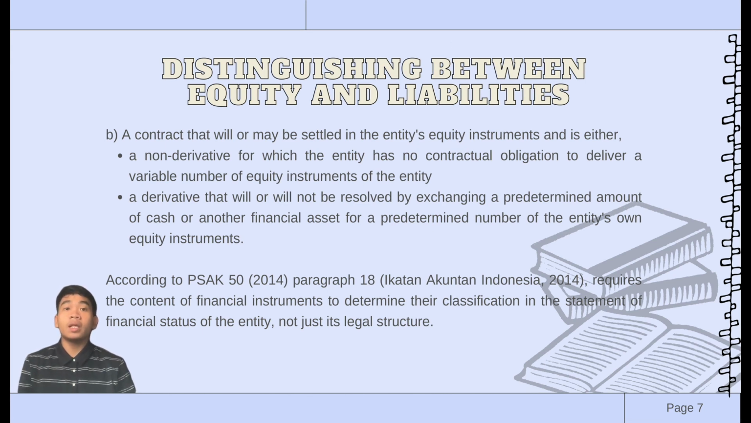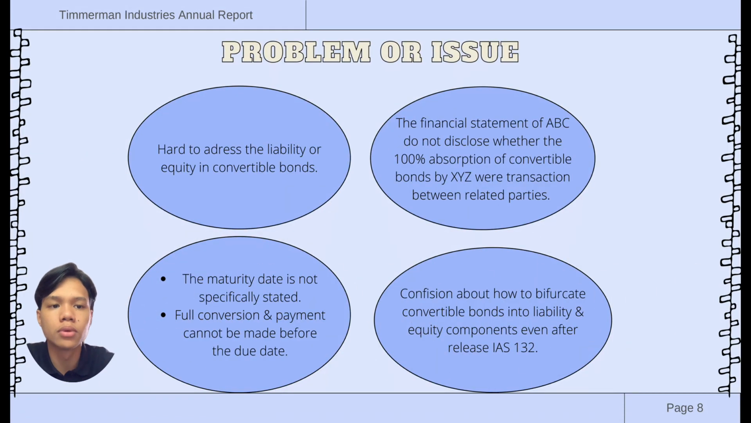According to PSAK 50 2014 paragraph 18, the Ikatan Akuntan Indonesia 2014 requires the content of financial instruments to determine their classification in the statement of financial position of the entity, not just its legal structure. Okay, next we go to the problem related to the issue discussed in the article.